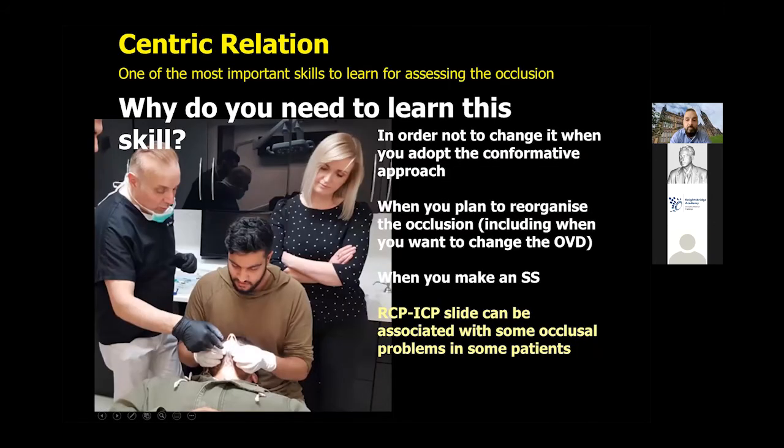So centric relation is a concept, of course, I can't cover it fully in this lecture, but you need to learn this skill. And we use it in restorative dentistry in different aspects. So let me give you some examples. First of all, in order to adopt the conformative approach, which I mentioned already, we don't actually want to change this relationship between centric relation and centric occlusion. We don't want to change the slide, for example, in order not to affect the masticatory system. So we need to keep the envelope of movement as it is for patients when we do simple restorative dentistry.